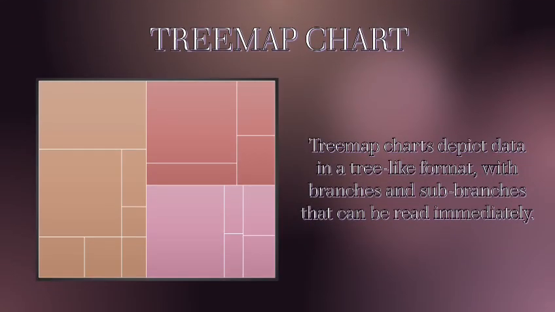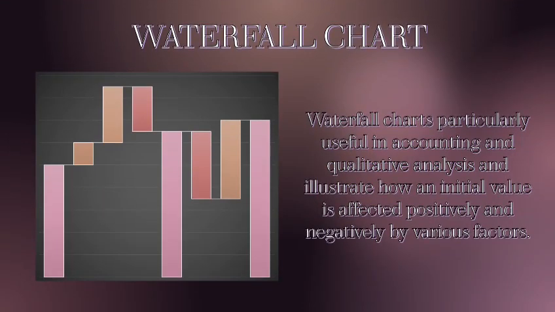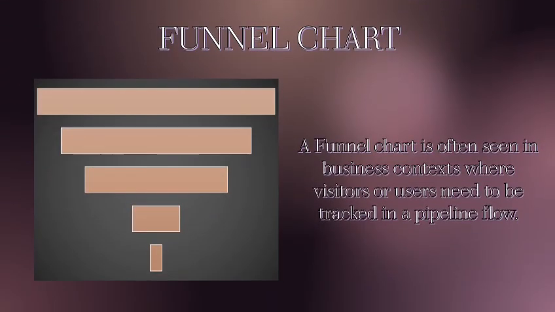Tree map charts depict data in a tree-like format, with branches and sub-branches that can be read immediately. Waterfall charts are particularly useful in accounting and quantitative analysis and illustrate how an initial value is affected positively and negatively by various factors. A funnel chart is often seen in business contexts where visitors or users need to be tracked in a pipeline flow.